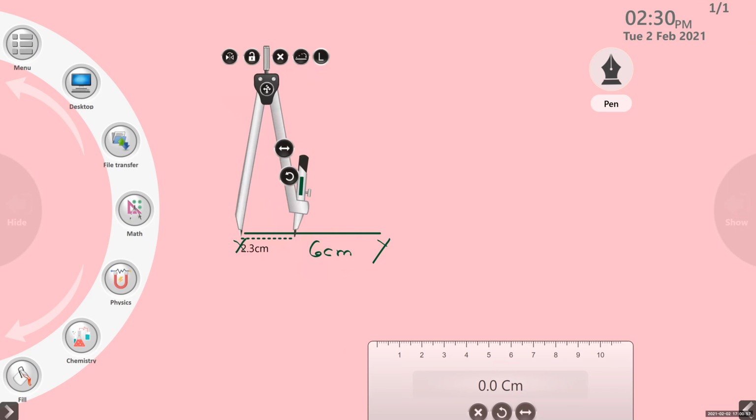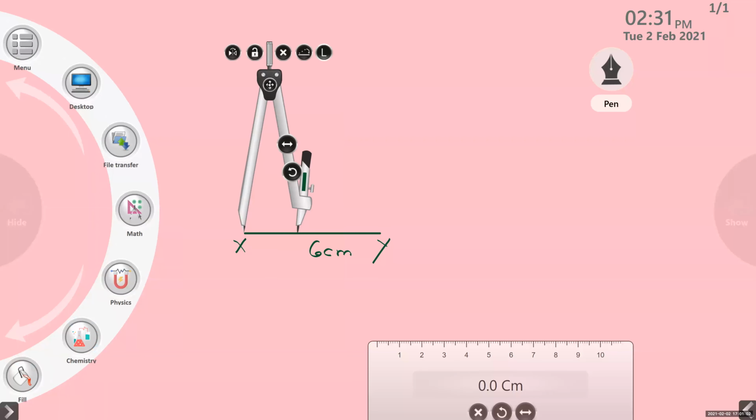Ma'am, in exams also we can take one in protractor? I'll tell you. You have learned in 6th standard construction of 60°, 30°, 90° and 120°. So these constructions you have to do using compass. Remaining you can take protractor. Okay. Yes.